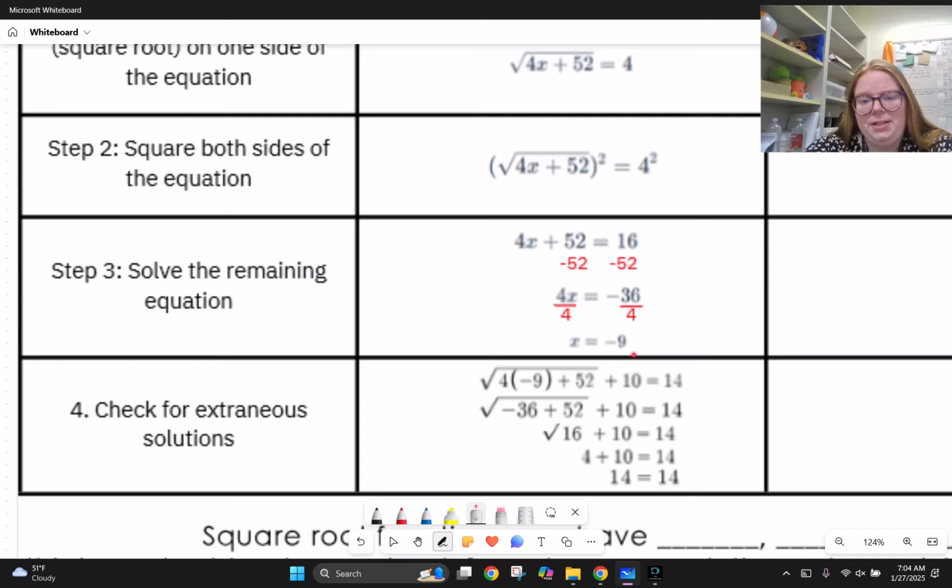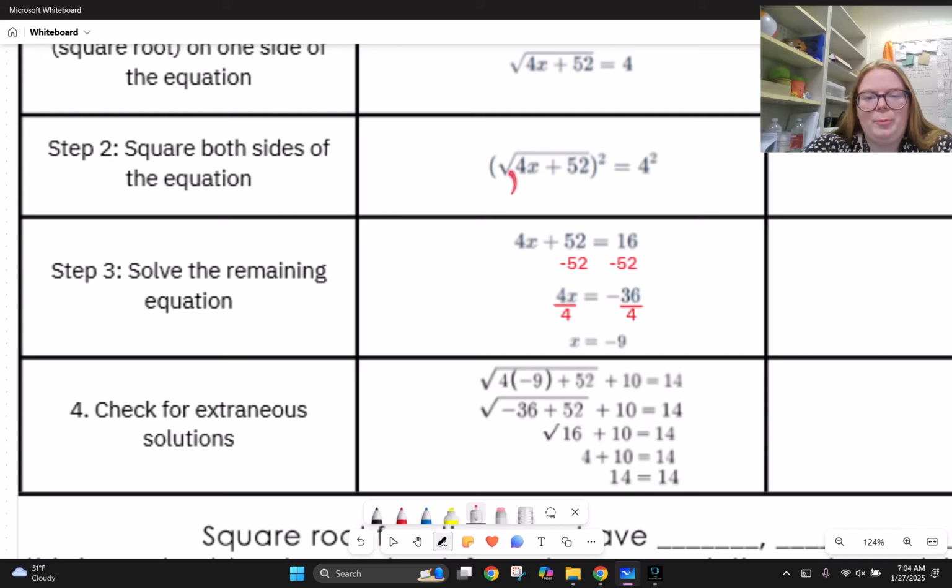Now, with solving square root equations, the thing you really have to be careful about is that you can have something called extraneous solutions. We saw these when we did absolute value equations, and they're fake solutions. When we solve them, they appear like they're fine, and we get them the same way we would any other solution. But when you plug them back into the original equation, they don't work.